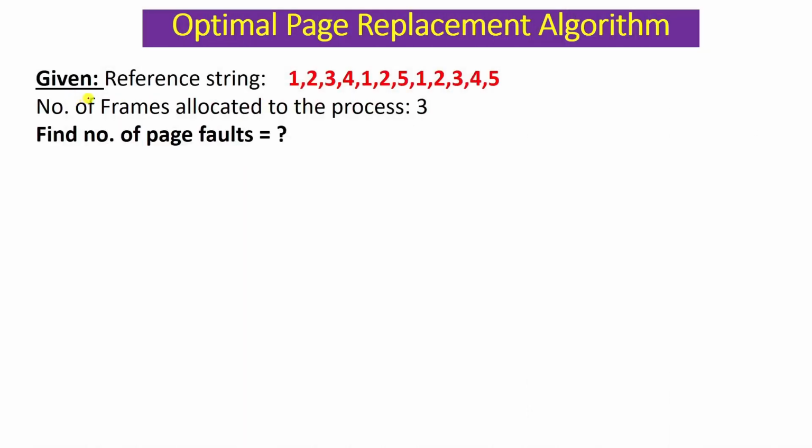So as I told you in the FIFO page replacement algorithm video, in every page replacement algorithm video, we will be given some information. What will that information be? We will be given the reference string. Okay, the reference string is the group of page numbers which are asked or demanded or referenced by the CPU at different points of time for a particular process. And then we will be given how many frames are allocated to that process. Okay, so here we are given 3.